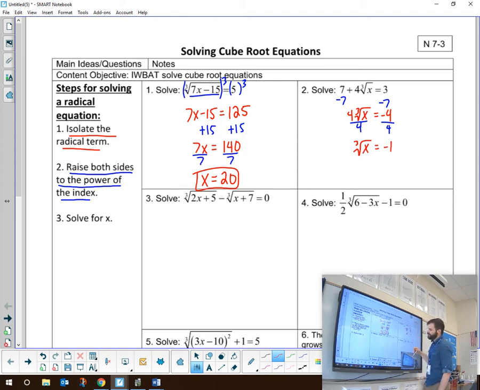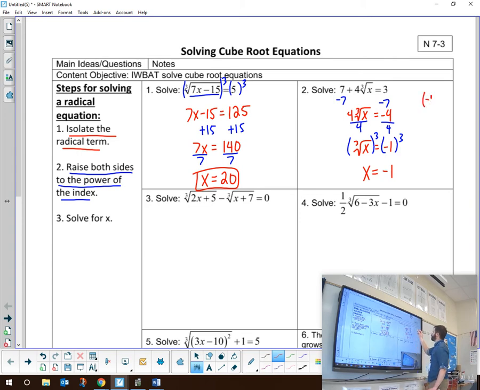And then I finally have my cube root isolated, so we're going to raise to the power of the index. So I'm going to raise this side to the power of 3 and raise this side to the power of 3. So I'm going to get x equals negative 1 cubed is negative 1. Okay, it's not like squaring. Squaring takes away the negative, but cubing leaves negative.